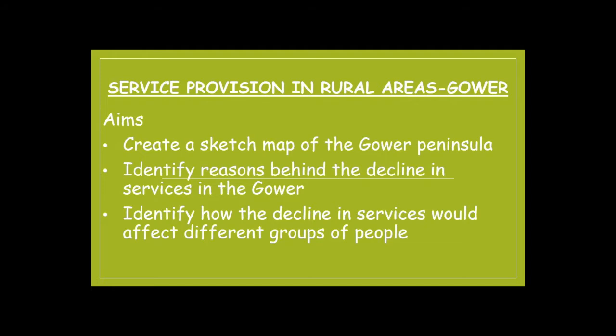So we're going to create a sketch map of the Gower Peninsula first off. Do you actually know what a peninsula is, before I go any further? It's an area of land surrounded by water on 3 sides.